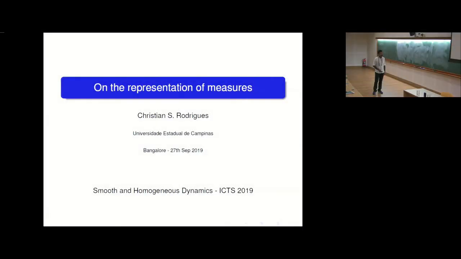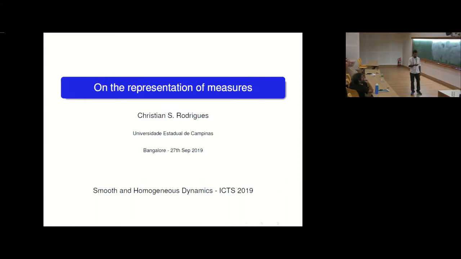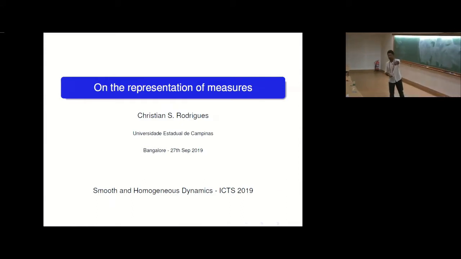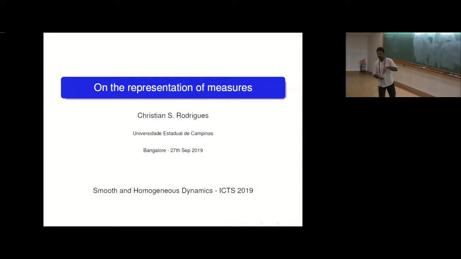Okay. So just to start with a general setting, that's the clock, the time that I have. Just 5 minutes before.